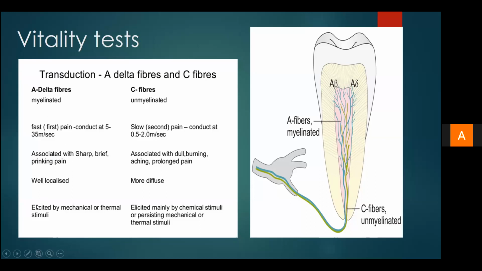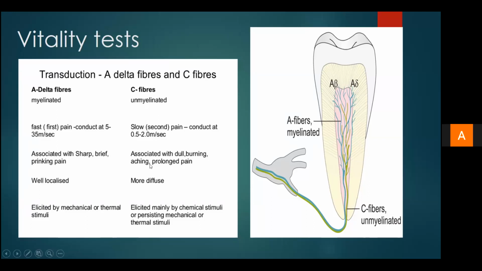Now, this is very important, the last point: A delta fibers are elicited by mechanical and thermal stimuli, as well as C fibers. They are mainly elicited by chemical stimuli, and by persisting mechanical and thermal stimuli.